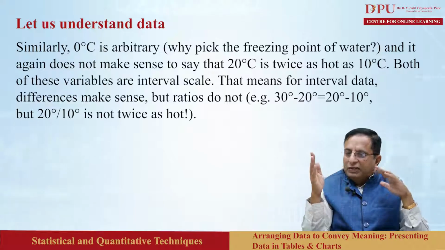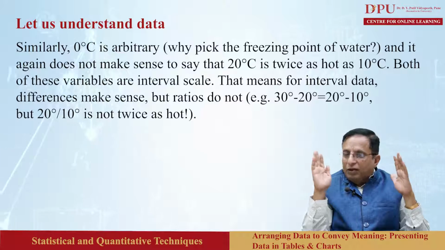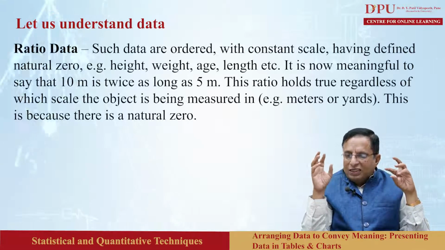For example, 30 degrees minus 20 degrees is equal to 20 degrees minus 10 degrees. But 20 degrees by 10 degrees is not twice as hot. The fourth one is ratio data.